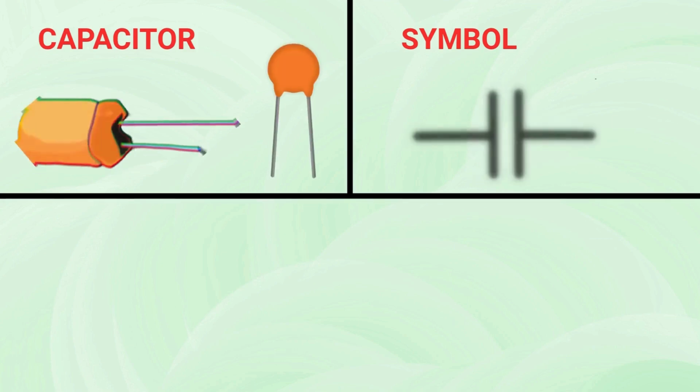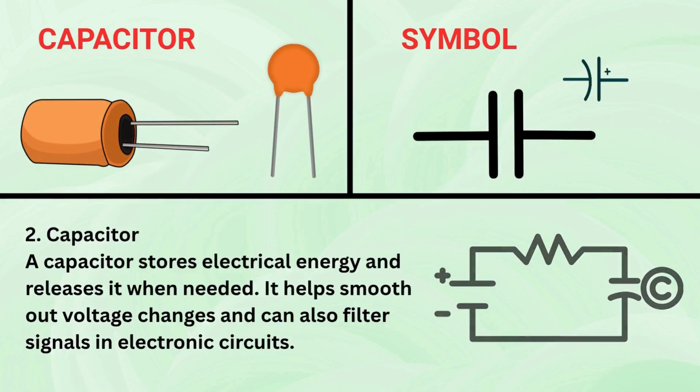Two, capacitor. A capacitor stores electrical energy and releases it when needed. It helps smooth out voltage changes and can also filter signals in electronic circuits.